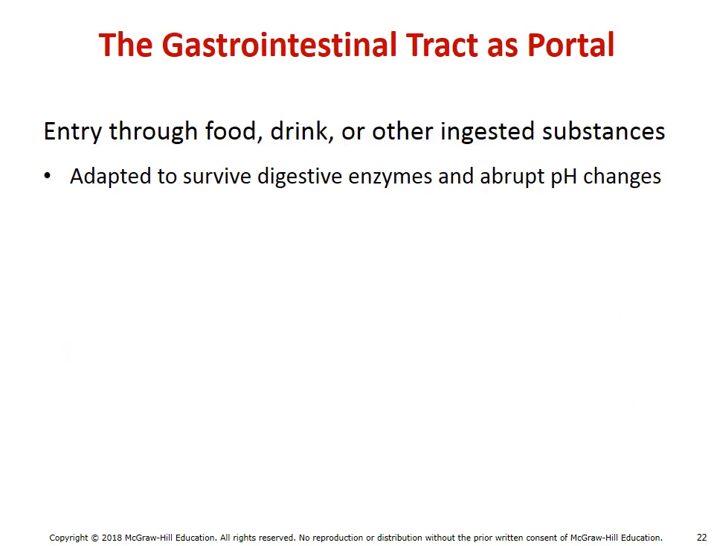A common portal beyond the skin is the gastrointestinal tract. Naturally, since we eat and drink a lot of stuff, we're taking in with the food and water things that are pathogens. But we do have a protective strategy in the gastrointestinal tract, and that's the use of digestive enzymes and really significant pH changes in the stomach. By having those barriers, we can decrease the risk of infectious pathogens causing disease.